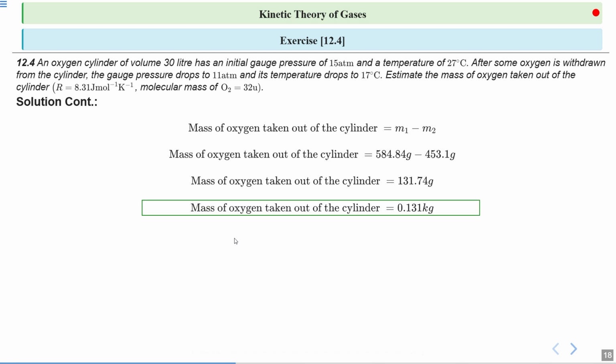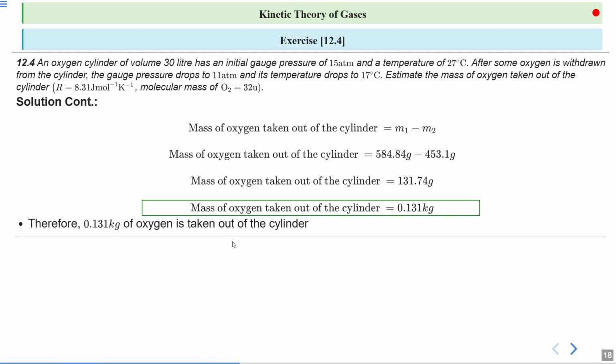For the mass of oxygen taken out in kilograms, we need to convert 131.74 grams to 0.13 kilograms. This conversion is important for consistency in units, specifically when dealing with scientific calculations where SI units are preferred. Therefore, 0.131 kg of oxygen is taken out of the cylinder.